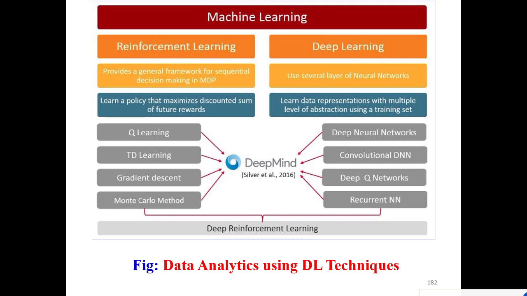So in data analytics using deep learning techniques, we are solving reinforcement learning problems, and in reinforcement learning we are using Q learning and TD learning, gradient descent, the Monte Carlo method, then deep neural networks and deep learning techniques like convolutional neural networks, deep Q networks, and recurrent neural networks. Again, I will explain these techniques under module 9 and 10.